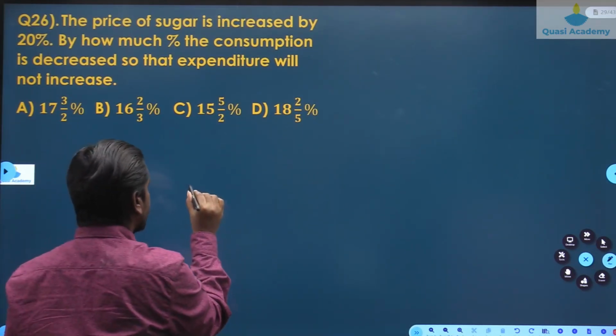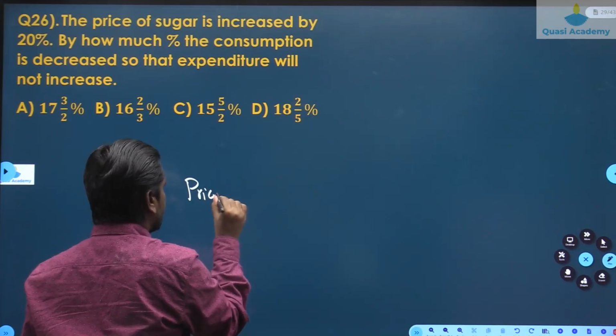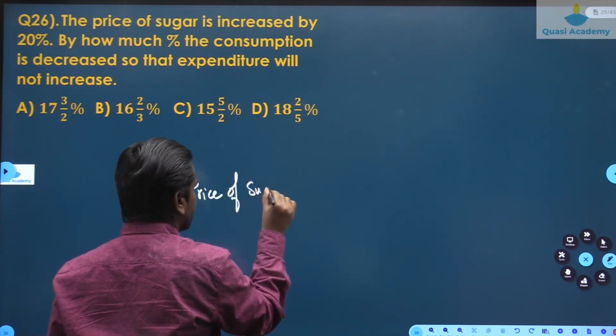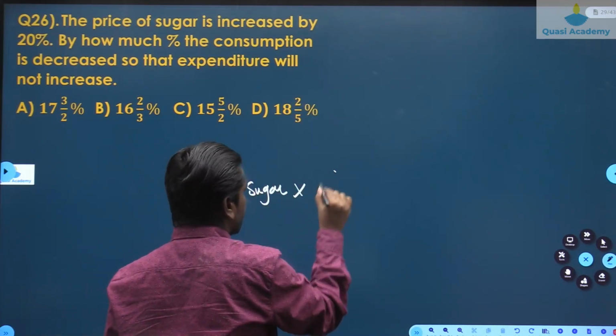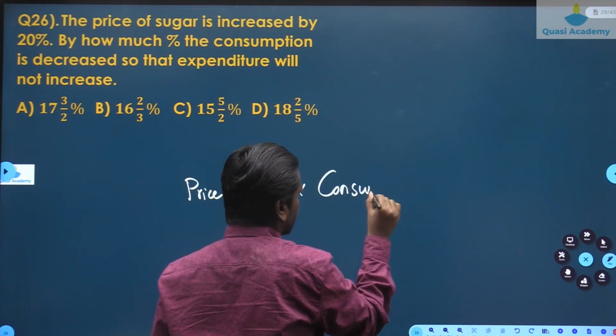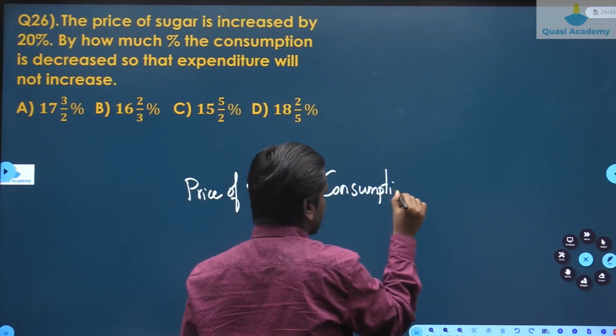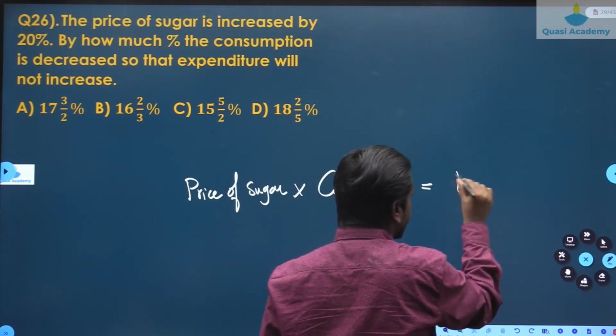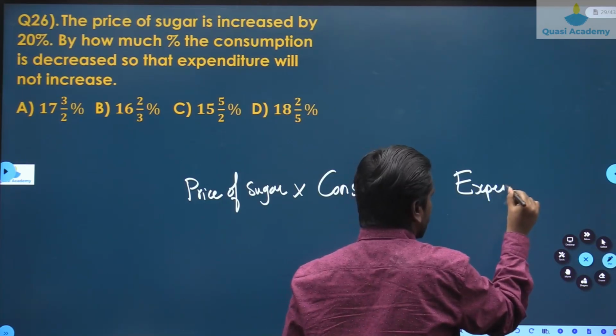So the basic relation is price of sugar into consumption is equal to expenditure, right?